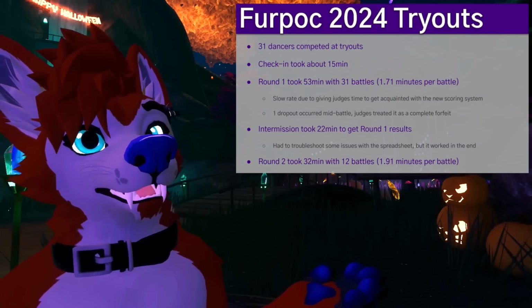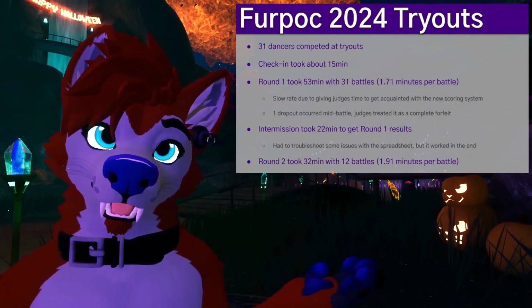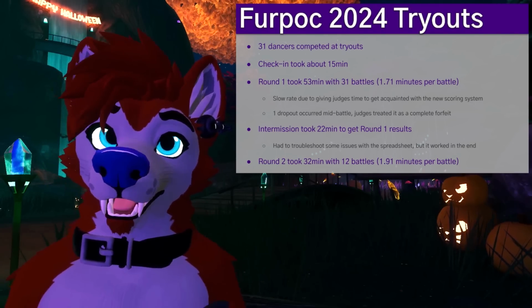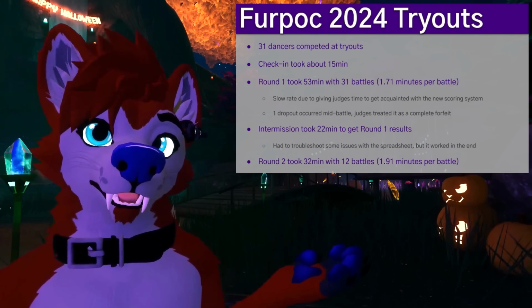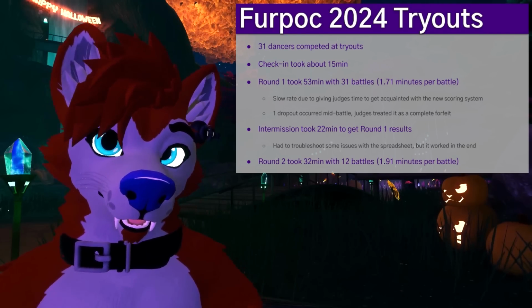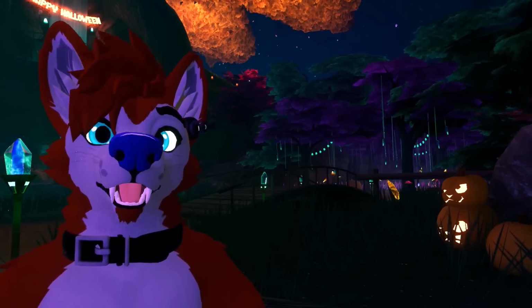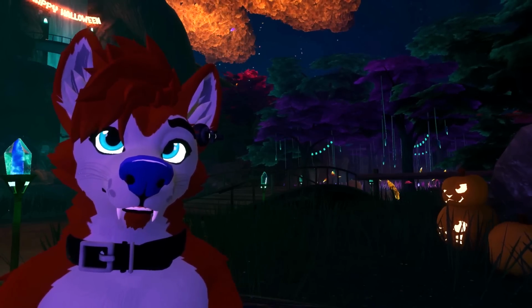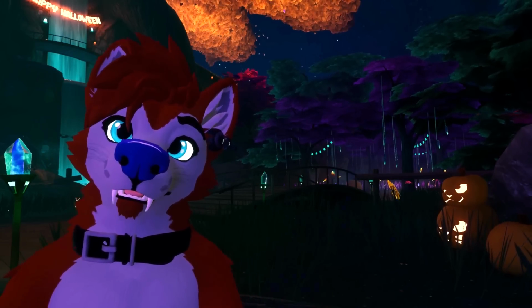There was an intermission to get round 1 results, and it took 22 minutes. Most of the time I was trying to troubleshoot a problem where values were not calculating when entered in. The second and third judges columns weren't calculating the scores, so the 6th and 7th judges columns were used instead. Yes, I was fully prepared to have 7 judges present at tryouts if the opportunity presented itself. Sometimes it's okay to be a little ambitious.